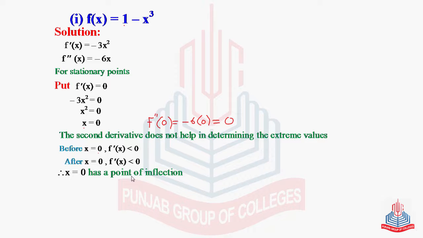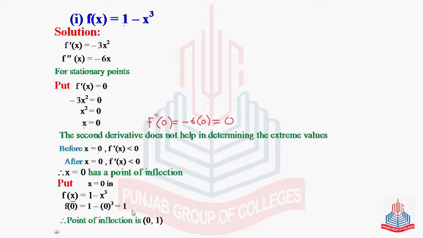So put x is equal to 0 in the given function f of x is equal to 1 minus x cube. F of 0 will become 1. Hence we can say point of inflection is 0, 1. This one is the point, this one is the value of x, and this one is the value of y. This is the y coordinate, and that is actually the value of y. So the point of inflection is 0, 1.